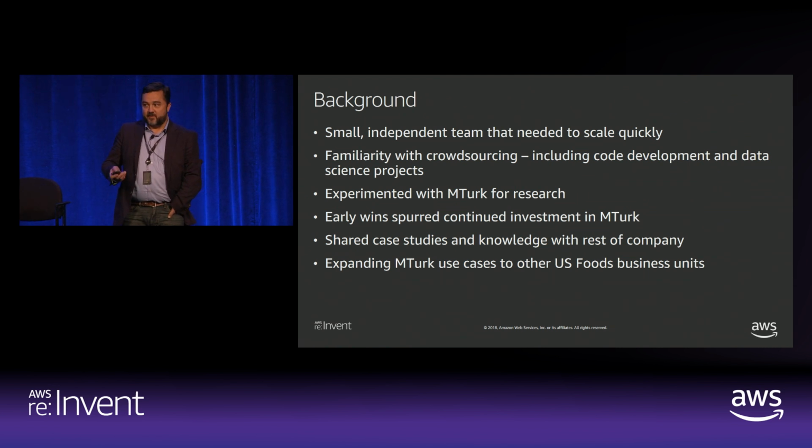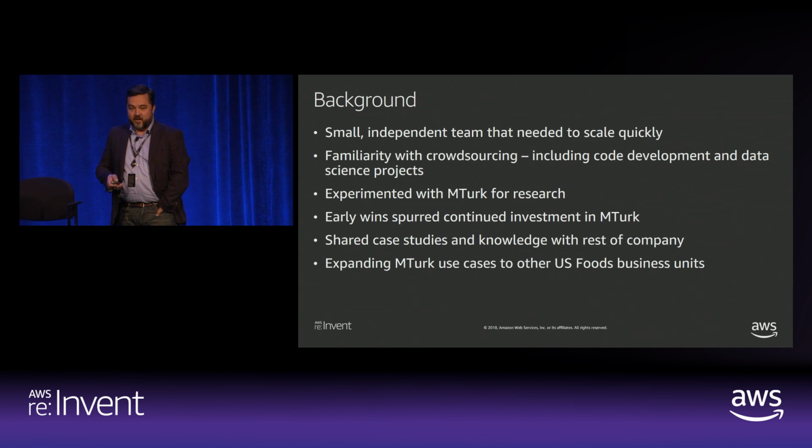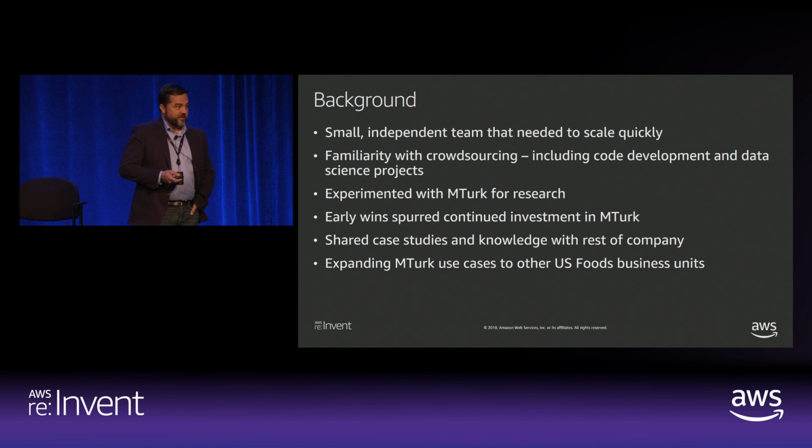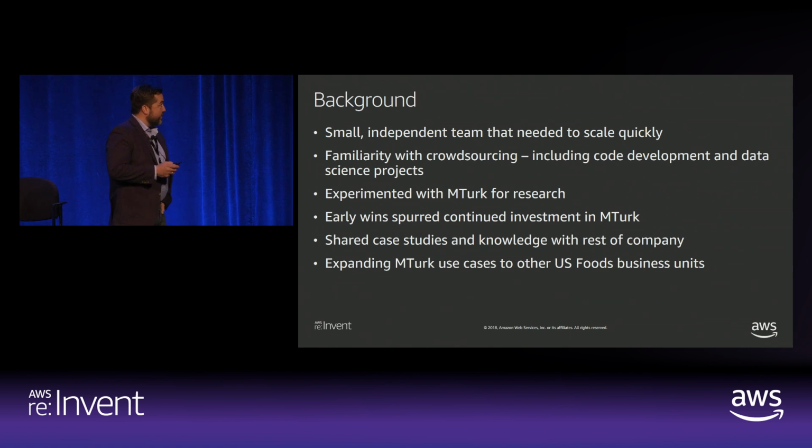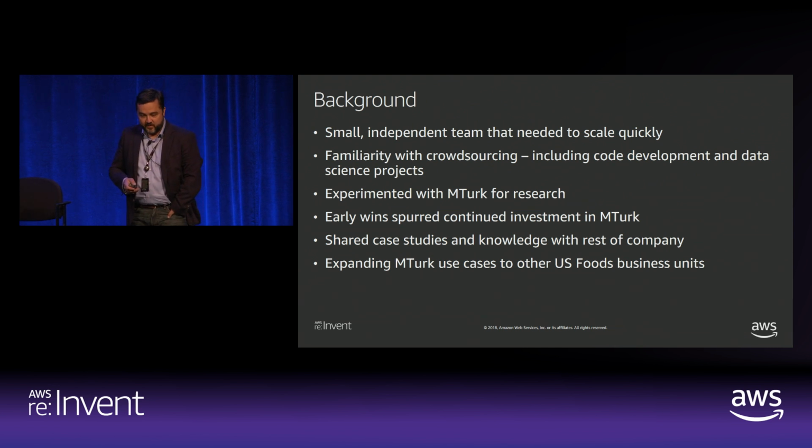And US Foods, like I said, is this huge food service company, second biggest in the country. And there's a lot of customers. They have hundreds of thousands of customers. We're focused mostly on the independent restaurants, which comprises about 150,000 restaurants across the country.